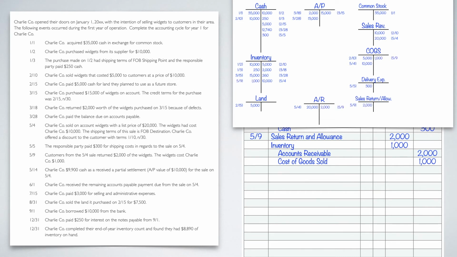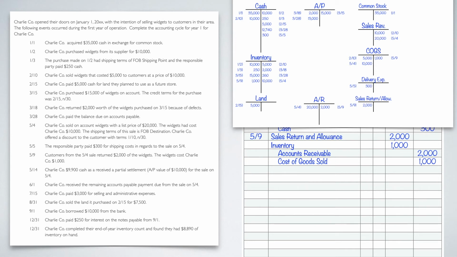Let's go to 5.14. Charlie Company has received $9,900 cash as a partial settlement, which has an AR value of 10,000, for the sale on 5.4. I completely butchered that one. I don't know what happened there, but you kind of get the idea. The customer is paying off $10,000 of their AR by giving us $9,900 cash. Because remember, we gave them that 1% discount. Remember, it was 1/10 net 30, and so we need to journalize that.